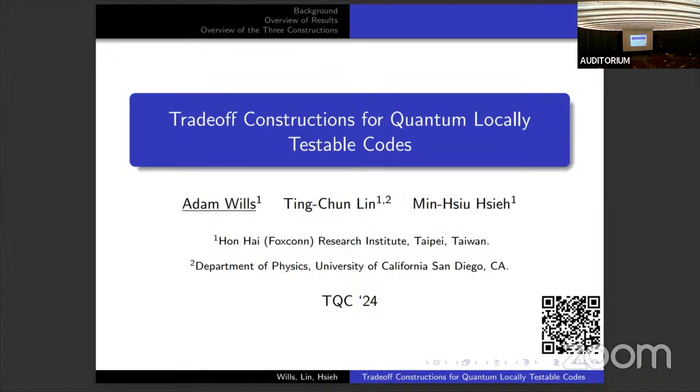Hello. Welcome to the second part of the afternoon session. We're going to start with Adam Wills, who's going to tell us about trade-off constructions for quantum locally testable codes.